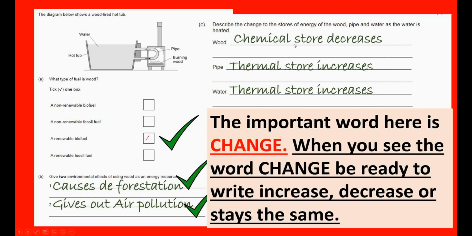To get the marks, they have to say the thermal store increases. Not just that there's a change to it, but what that change is. Describe the change to the store. Okay, so be really careful when you see the word change in your paper.